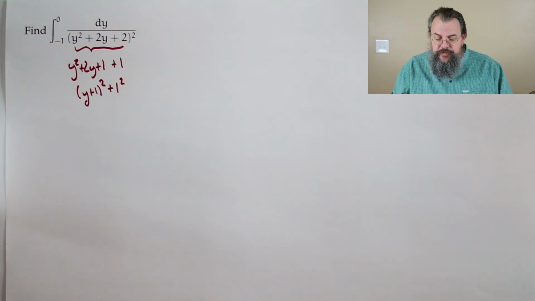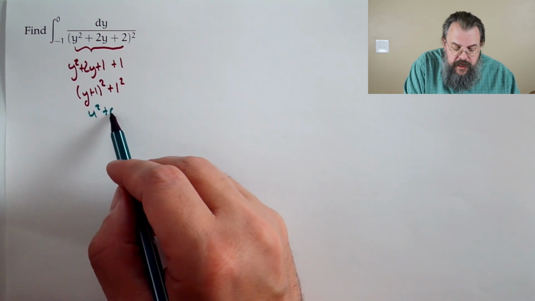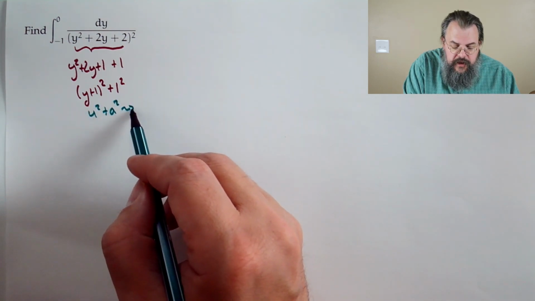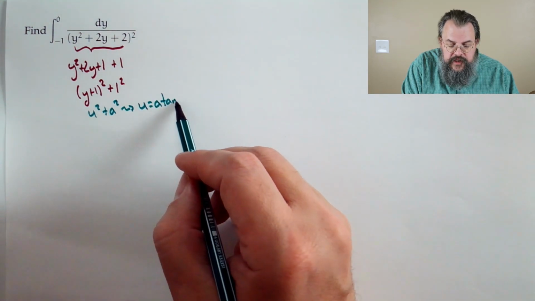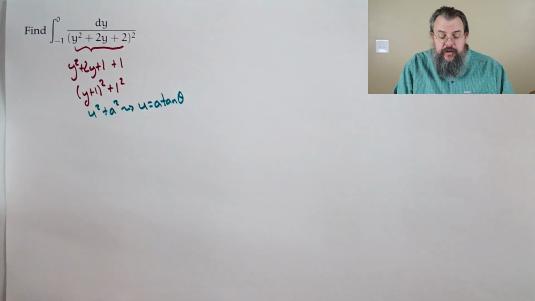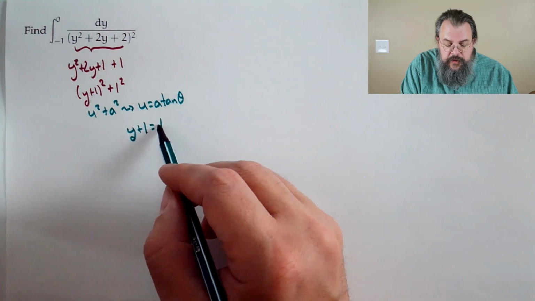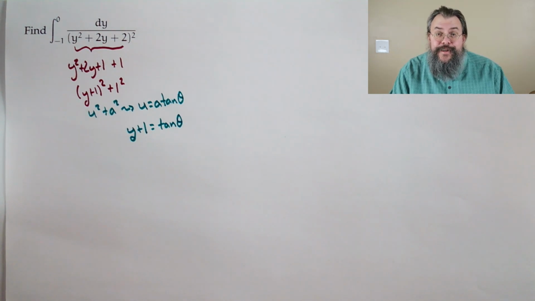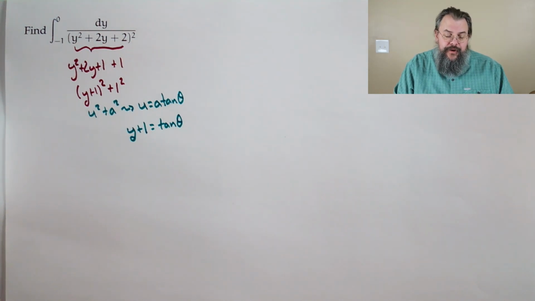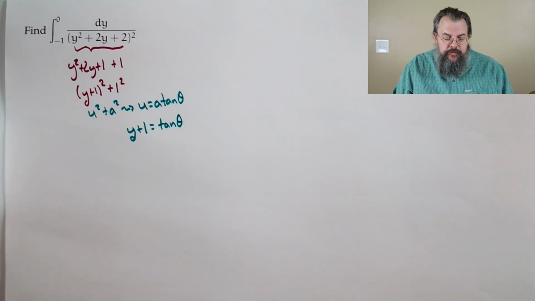We say, okay, all right, we have ourselves a u squared plus a squared, which means our substitution that we should make is u equals a tangent theta. So in our case, our substitution would be y plus 1 equals tangent theta. Okay, so there we go. There's our substitution. All right, so where are we at? Let's clean up. We've been playing with our denominator. Let's see what this all becomes.